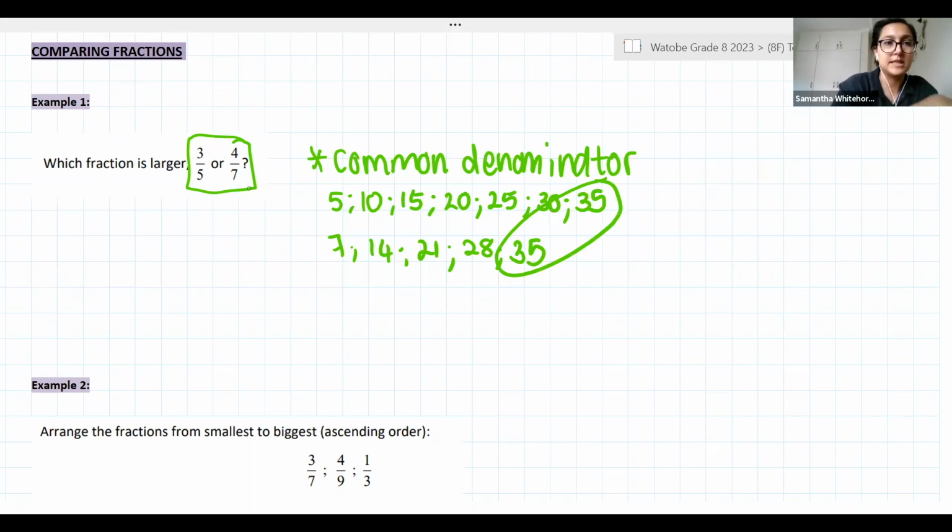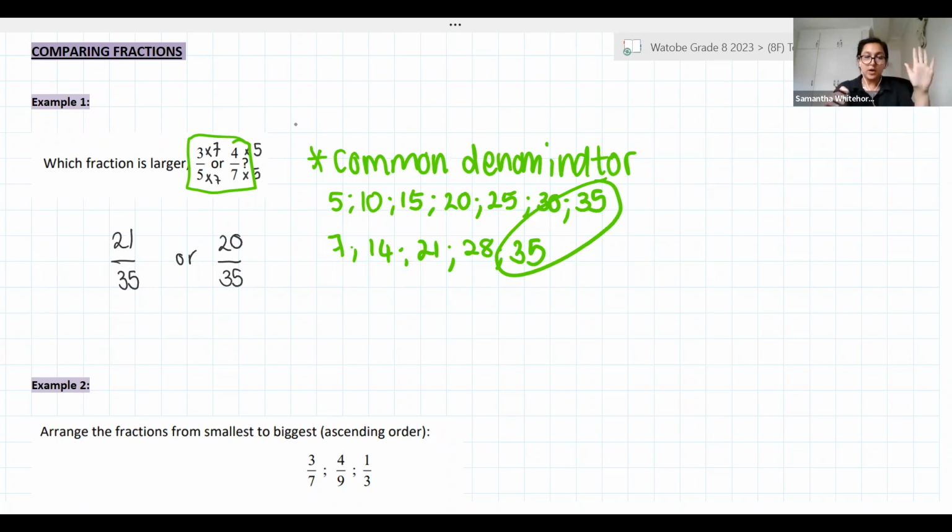I can make these denominators the same then. If I multiply 5 by 7, I will get a denominator of 35, but I need to keep my fraction representing the same part. So I need to multiply 3 by 7 as well, and we know that 3 times 7 is 21. Then I will multiply my 7 by 5 to make my denominator 35, but I must do the same thing in my numerator and multiply 4 by 5. Now 4 times 5 is 20. Now you can see that both of your denominators are exactly the same.